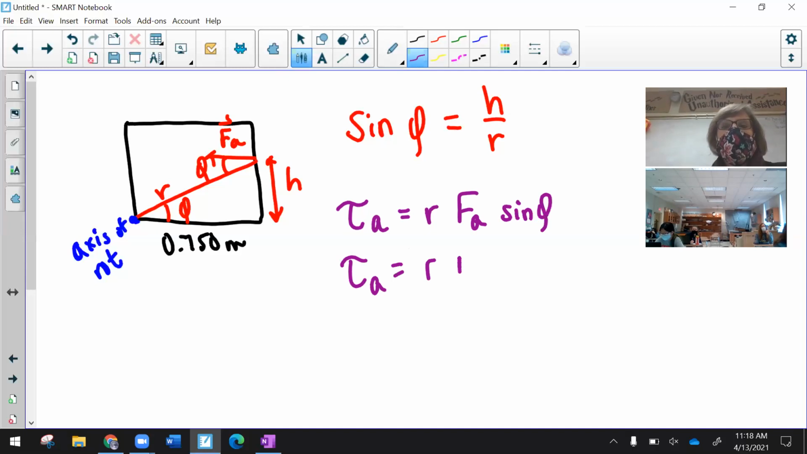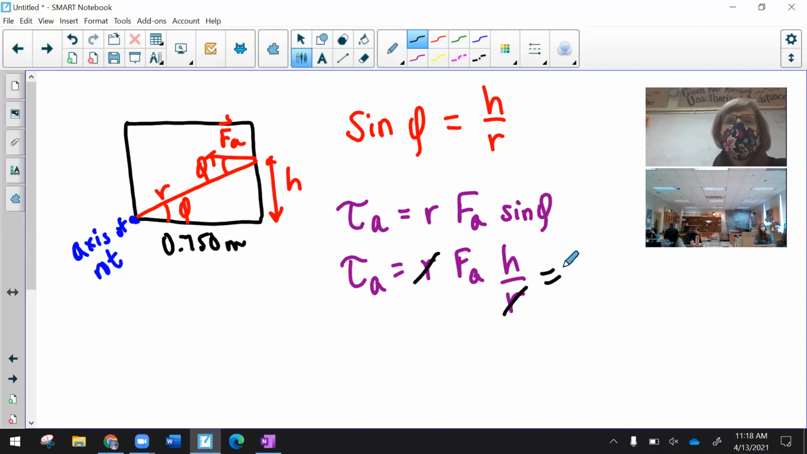So that's going to give me R. I know what FA is. Sine phi is H over R. And what happened to my R's there? They cancel. Okay. So that's going to tell me that tau A is that applied force times the height. Good with that.